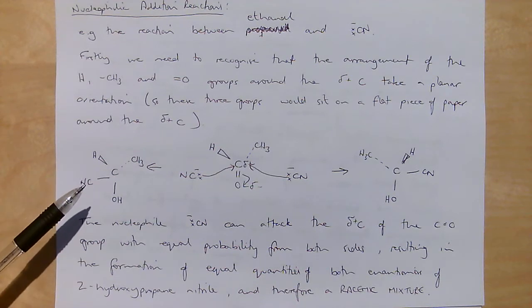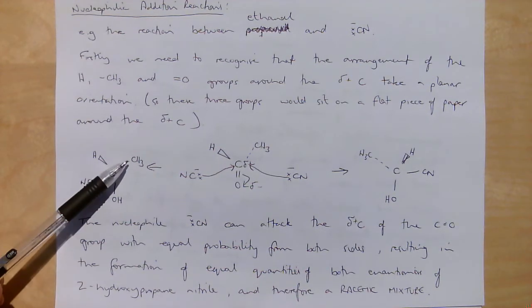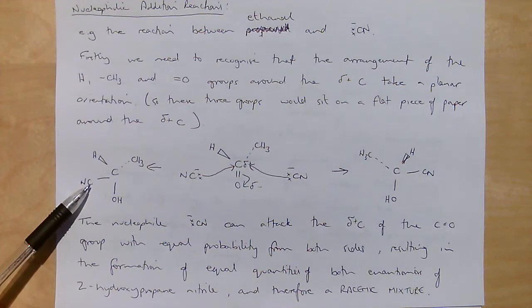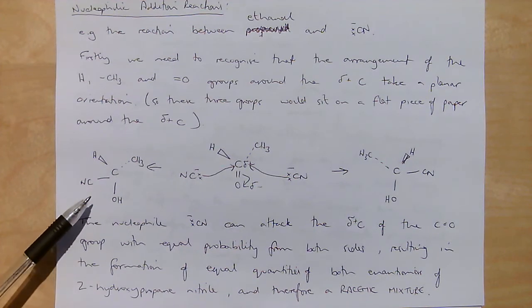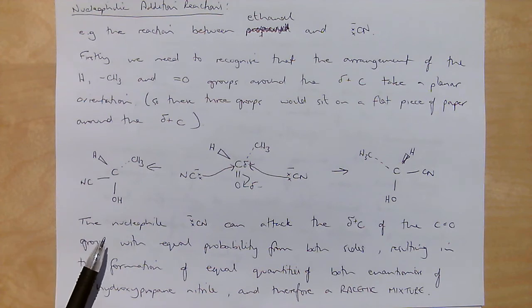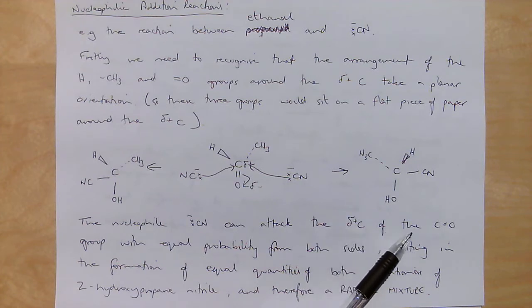of, in this case, 2-hydroxypropanenitrile. That's propanenitrile, and the OH group is on the second carbon, so it's 2-hydroxypropanenitrile. So let's read through this carefully. The nucleophile CN minus can attack the delta positive carbon of the C equals O group, that's the carbonyl group, with equal probability from both sides, resulting in the formation of equal quantities of both enantiomers of 2-hydroxypropanenitrile, and therefore it forms a racemic mixture.